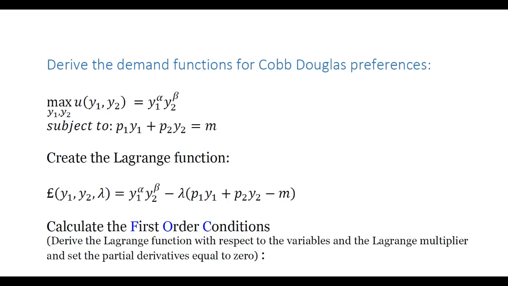We calculate the first order conditions, so we derive the Lagrange function with respect to the variables and the Lagrange multiplier, and then of course set the partial derivatives equal to 0, so we know that we have reached an optimum solution.